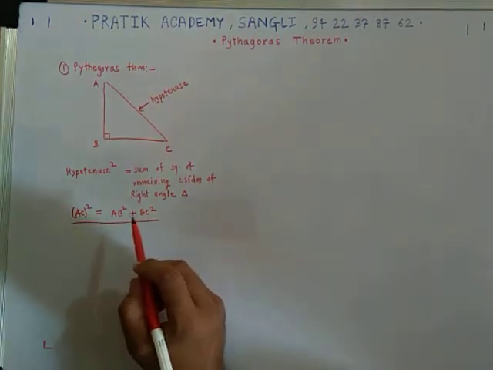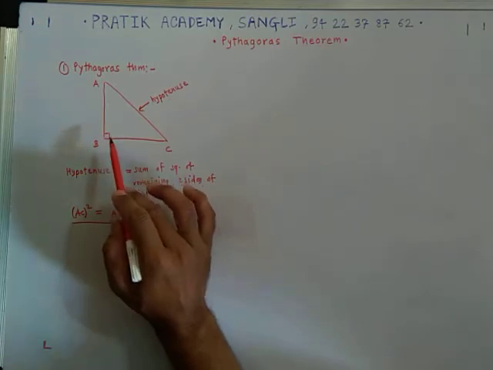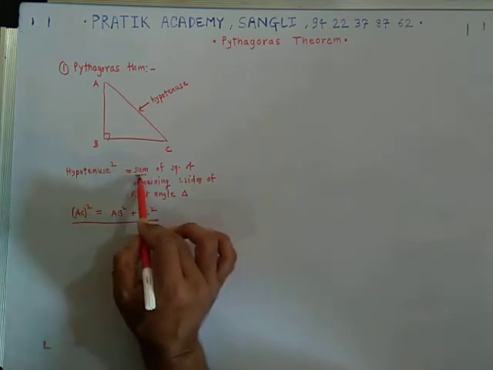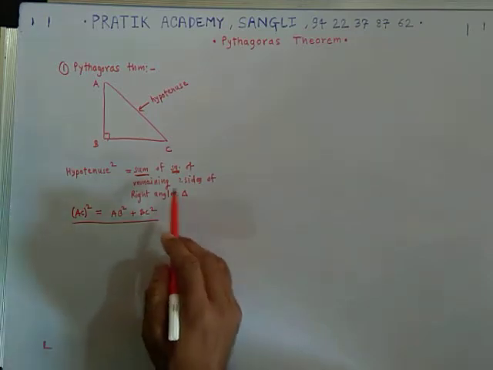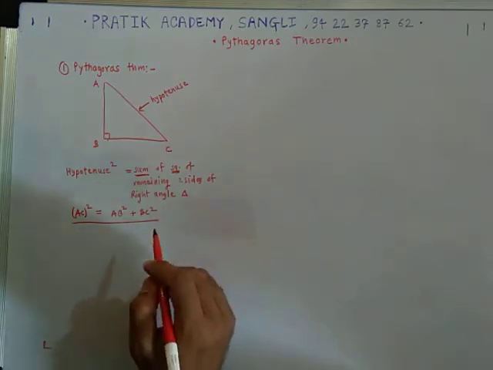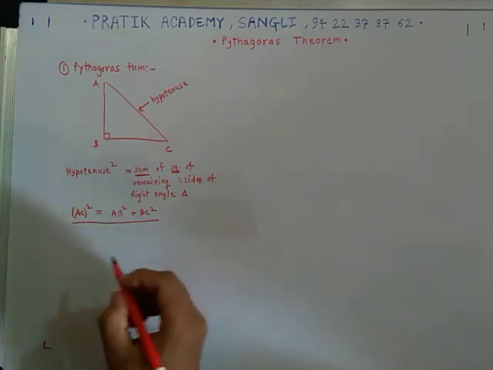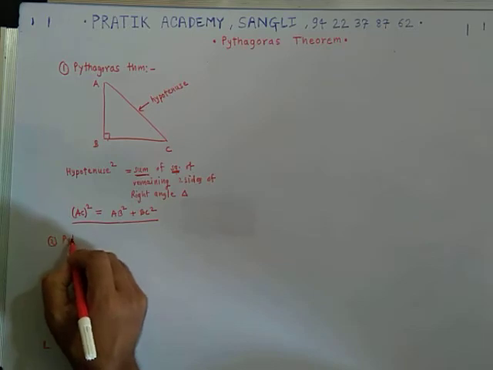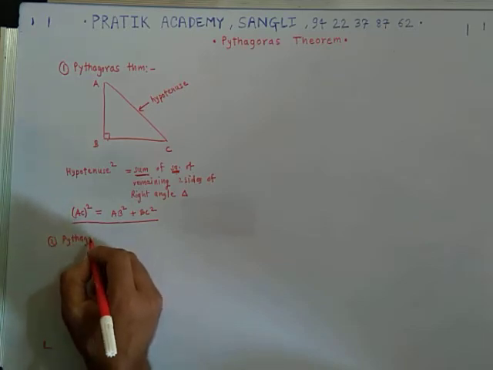This theorem is applicable only when the triangle is a right angle triangle. The theorem is hypotenuse square is equal to the sum of squares of the remaining two sides of a right angle triangle. Then the next point in our syllabus is Pythagorean triplet.